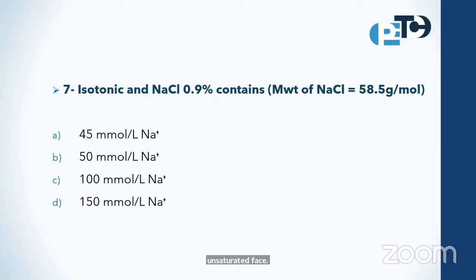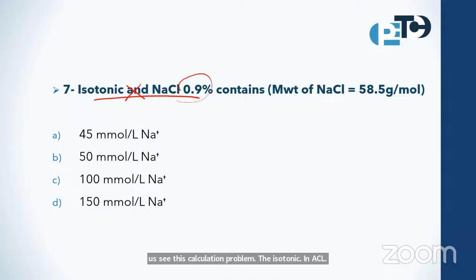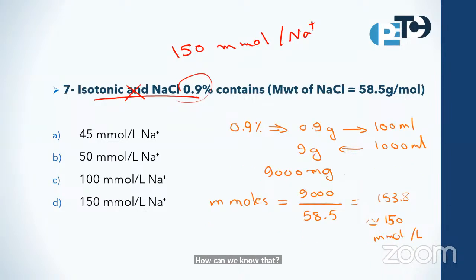Let us see this calculation problem. The isotonic NaCl, 0.9%, contains, you can calculate it or you can keep it in your mind, mostly 150 millimoles of sodium. How does it come? How can we know that? This is the simple way for calculating why it is 150 millimoles.